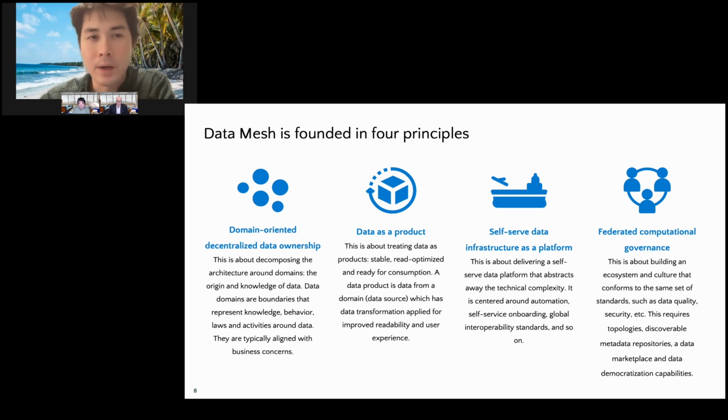So why don't we start off the roundtable, and I'll pose a question from this organizational perspective on the right-hand side here, talking about federated computational governance. So Piet-Hein, what do your governance topologies for data mesh look like in practice for your customers, and how does it match up or vary from the data mesh literature?